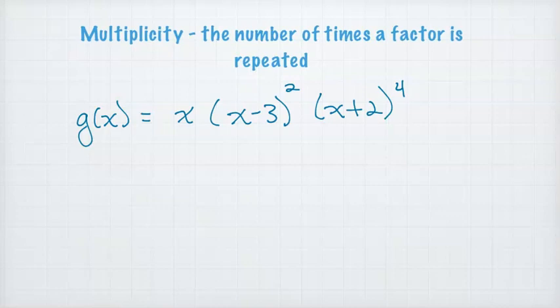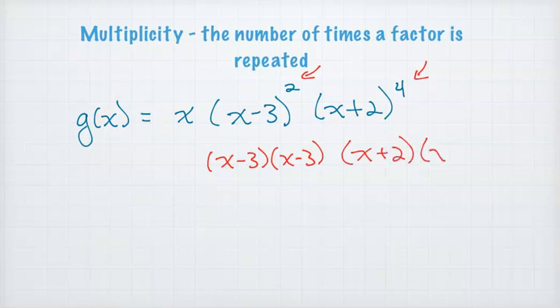This squared right here and this to the fourth are telling me that this parenthesis is going to be written out twice, x minus 3, x minus 3, and this to the fourth is telling me that this x plus 2 is going to be written out 4 times. We say that that factor is repeated 4 times, or that it has a multiplicity of 4.